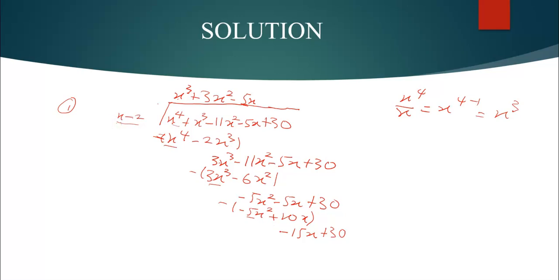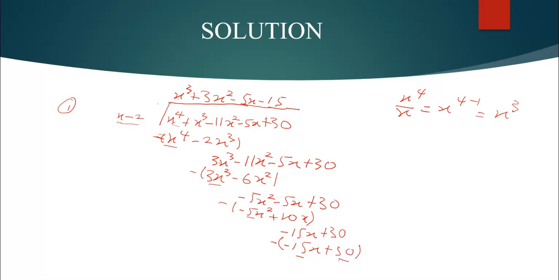Then x will go into minus 15x as minus 15. You multiply again, so that's minus 15 times x, which gives us minus 15x. Minus 15 times negative 2, that's plus 30. You subtract again. This will give us 0, and this will give us 0.